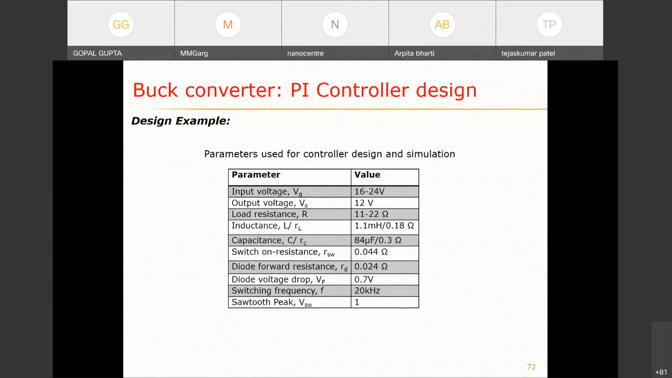So in that way, by drawing these boundary locuses, we can tune Kp and Ki, right? So that's one way. So let's take the practical example. So this is the buck converter circuit.